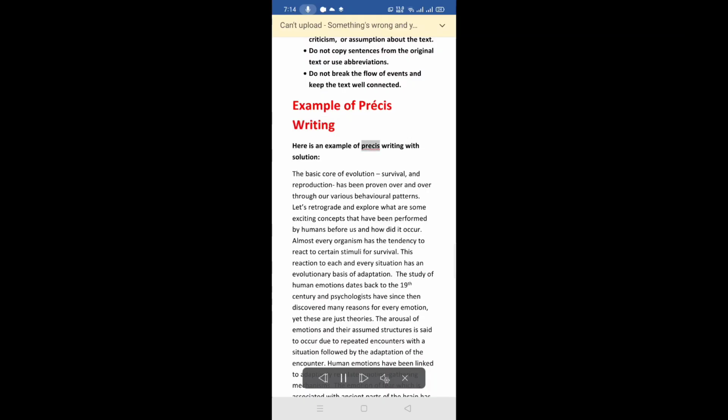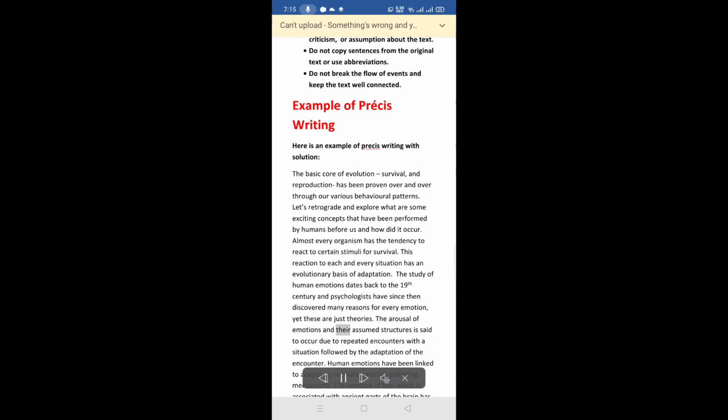Here is an example of Précis writing with solution. The basic core of evolution, survival, and reproduction has been proven over and over through our various behavioral patterns. Let's retrograde and explore what are some exciting concepts that have been performed by humans before us and how did it occur. Almost every organism has the tendency to react to certain stimuli for survival. This reaction to each and every situation has an evolutionary basis of adaptation. The study of human emotions dates back to the 19th century, and psychologists have since then discovered many reasons for every emotion, yet these are just theories.